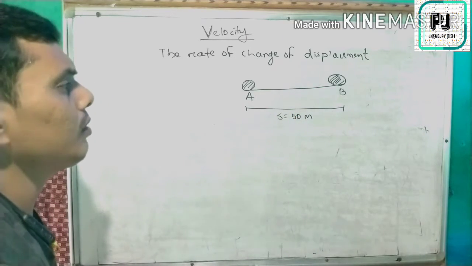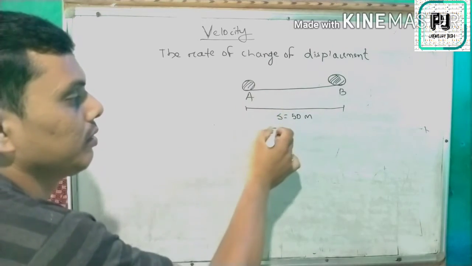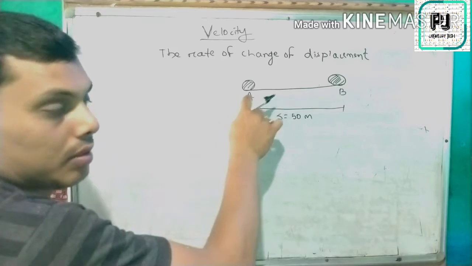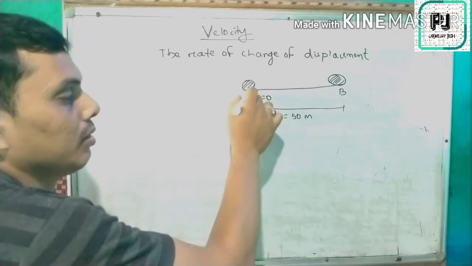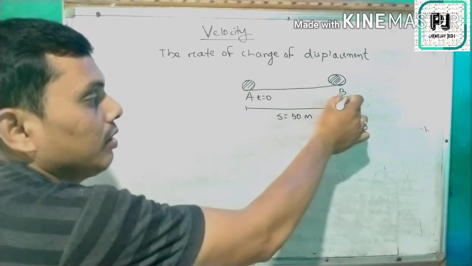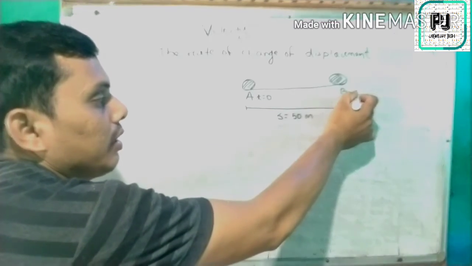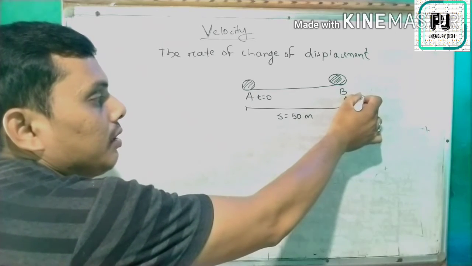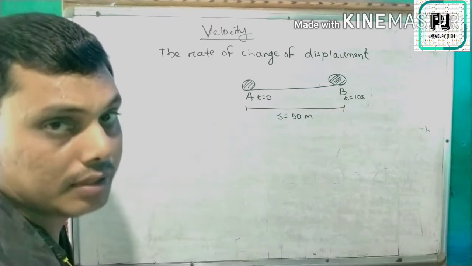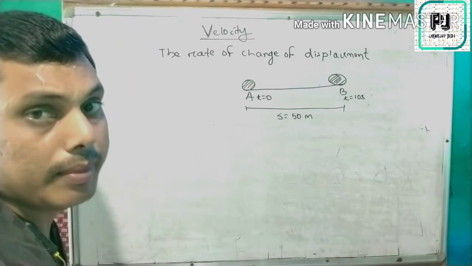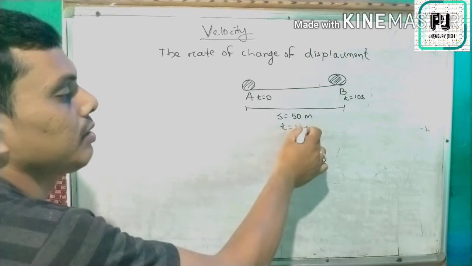The time it has taken from A to B: here the time equals 0 at the starting point, and after some time, I have taken this as 10 seconds, it will take 10 seconds. Suppose for 50 meters it will take 10 seconds. Time is equal to 10 seconds.